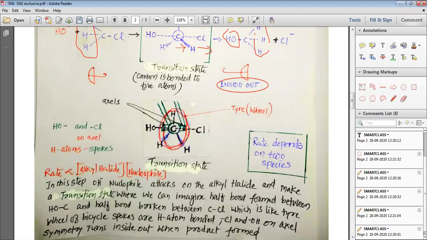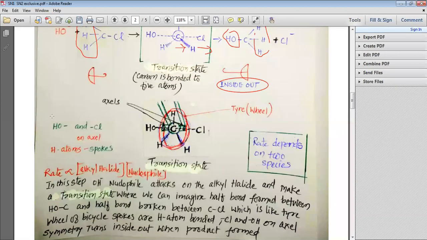You can see that I have written here, my dear students, that OH and Cl are on the axial. You can see that this is the axial. On this axial, this OH and Cl are bonded to the carbon, which is the center of the tire, whereas these hydrogens represent the spokes of the tire.